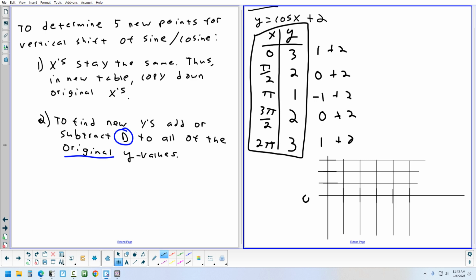I am going to label here just so it's easier for me to see. I don't need to because I am going by 1s on the y, but I am not going by 1s on the x. So I need labels on the x-axis. 0, 3, 2, 1, 2, 3. There you go. And remember, that's the middle part of a wave.